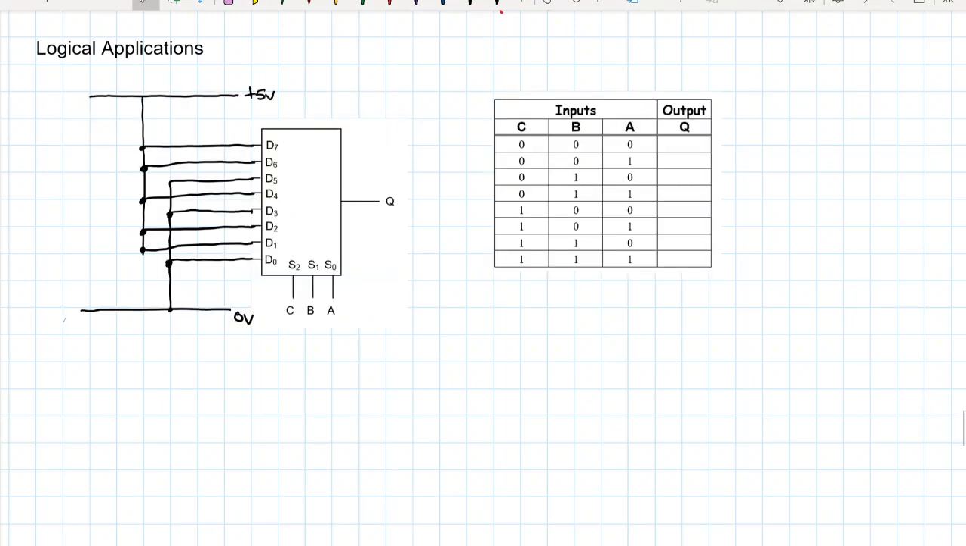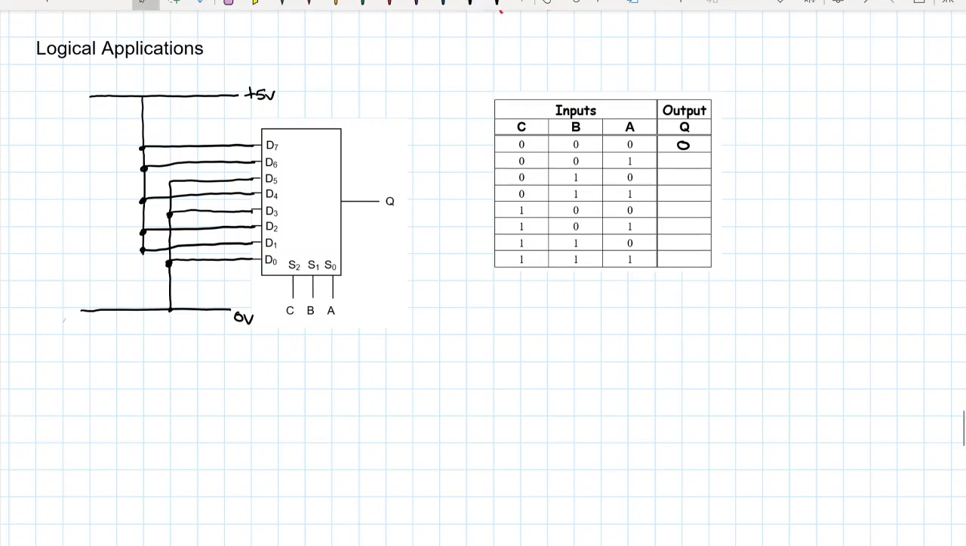So we can use our multiplexer to create a Boolean expression for us. Our multiplexer, if you remember before, is just an electronic switch. So if we look at this example here, when we've got all the zeros on ABC, then our electronic switch is connected to D0, and D0 is connected to 0 volts, so we can put a zero in there.